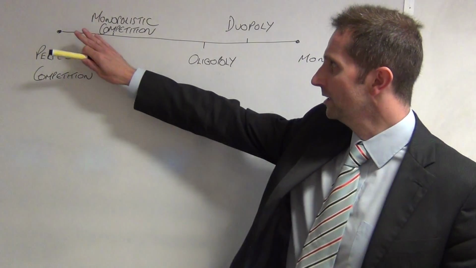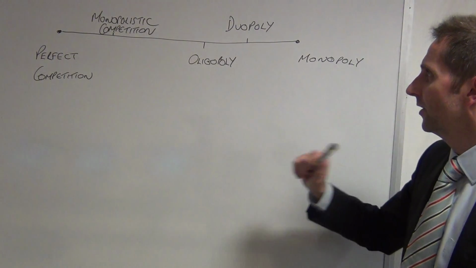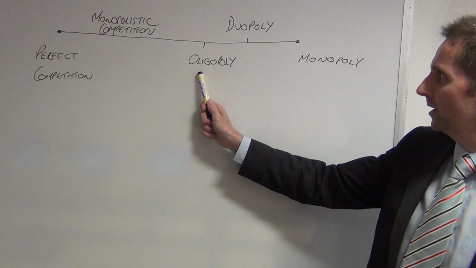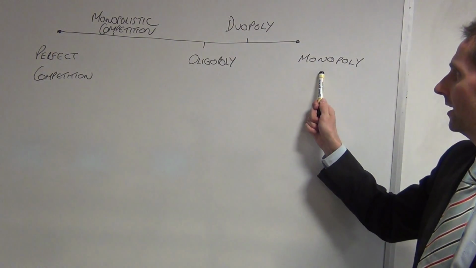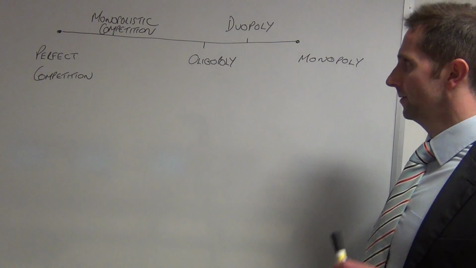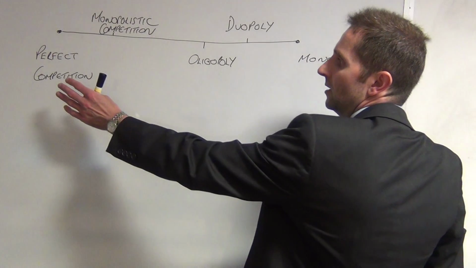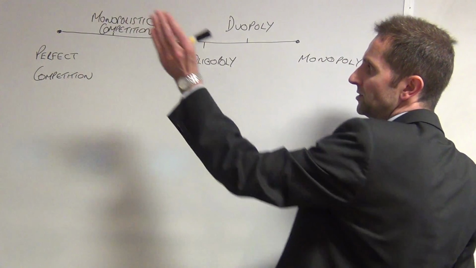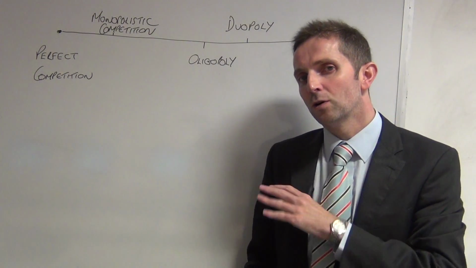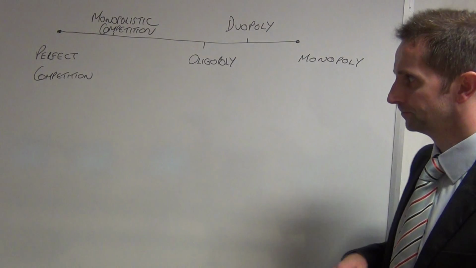And in between those market structures we have monopolistic competition, we have oligopoly, we have duopoly, and we have monopoly. You will be expected to know about all of these, and you'll be expected to be able to represent perfect competition, monopolistic competition, oligopoly, and monopoly in the form of a costs and revenues diagram.